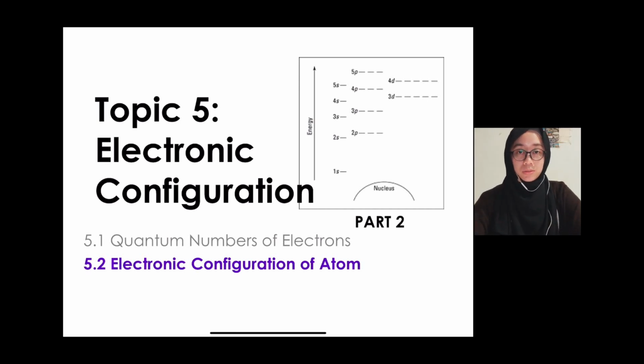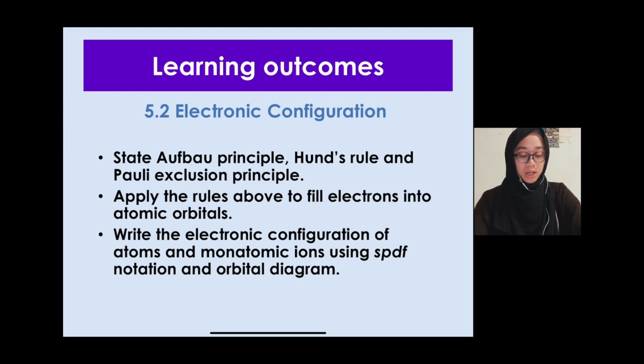So we are going into the subtopic 5.2, electronic configuration of atom. Let's have a look at the learning outcome for this. The first one is to state the Aufbau principle, Hund's rule, and also the Pauli exclusion principle. Then we need to apply these three rules to fill electrons into the atomic orbitals, and then we learn how to write the electronic configuration of atoms and also monoatomic ions by using SPDF notation and also orbital diagram. Okay, so let's have a look at that.